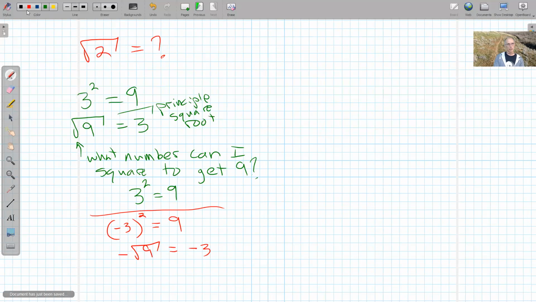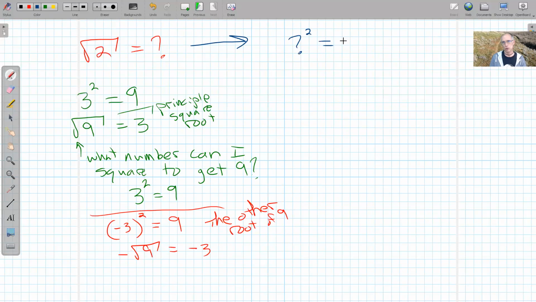And this one down here, that's the other square root. It doesn't get a special name. So when we use this symbol right here, we mean the non-negative root. All right, so back up to this one here. This right there means what number squared is equal to 2.